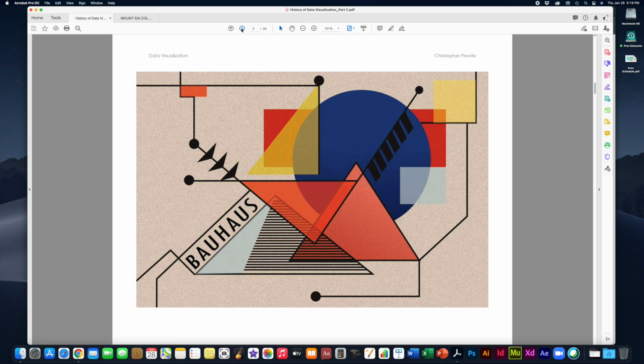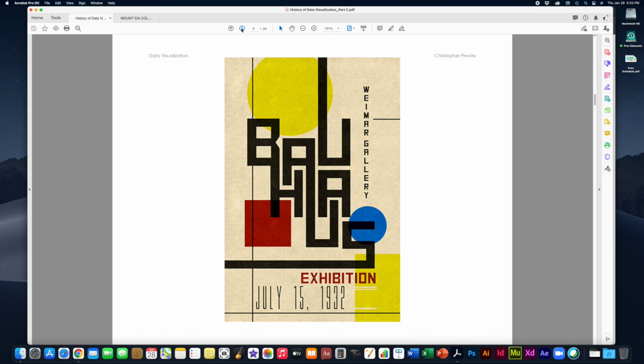And so, like the other artistic styles we looked at, while the Bauhaus wasn't directly involved in the development of data visualization, you can see that a lot of the visual vocabulary that data visualization later adopted came from the Bauhaus or was influenced by the Bauhaus. Here's another poster done in the Bauhaus style.